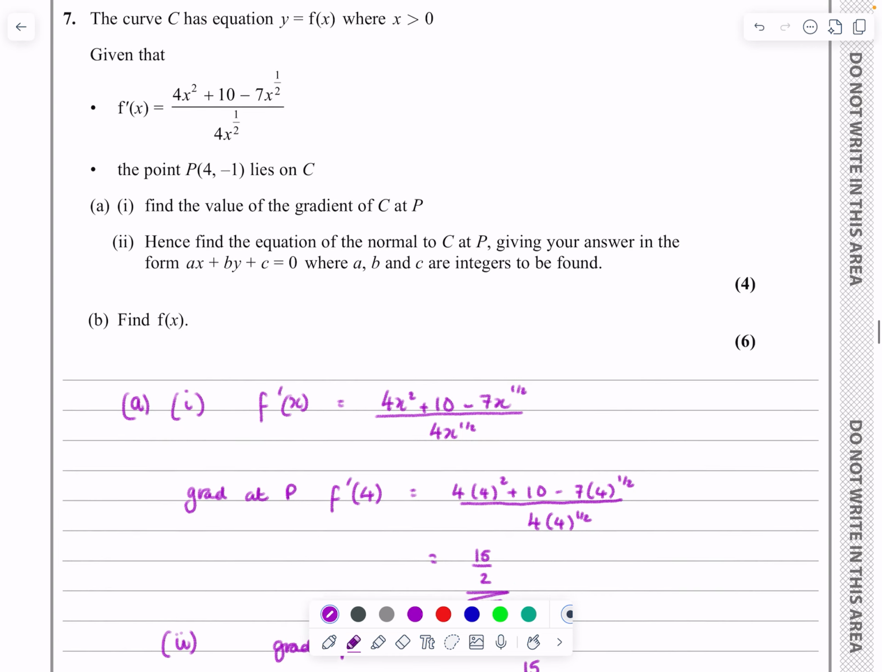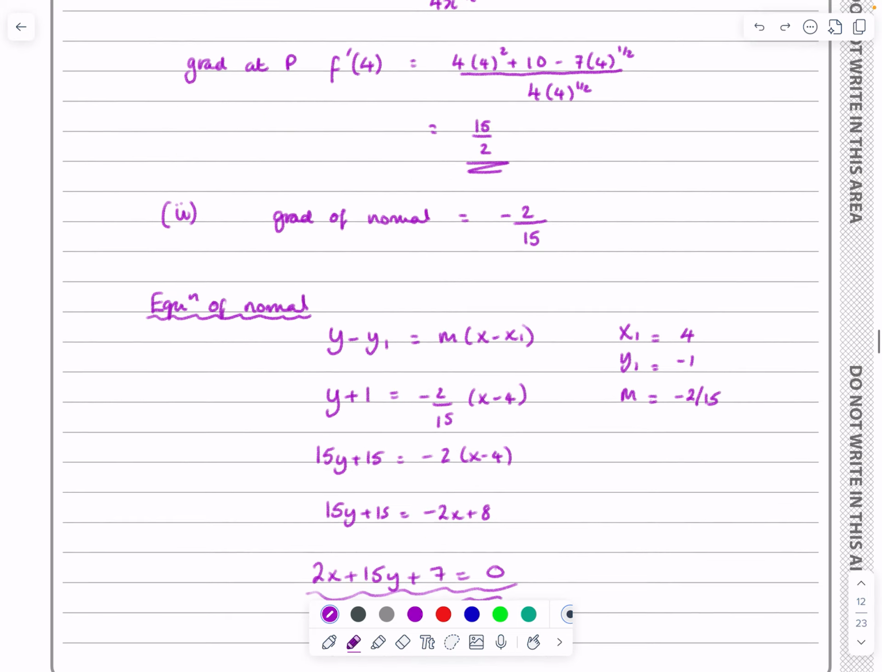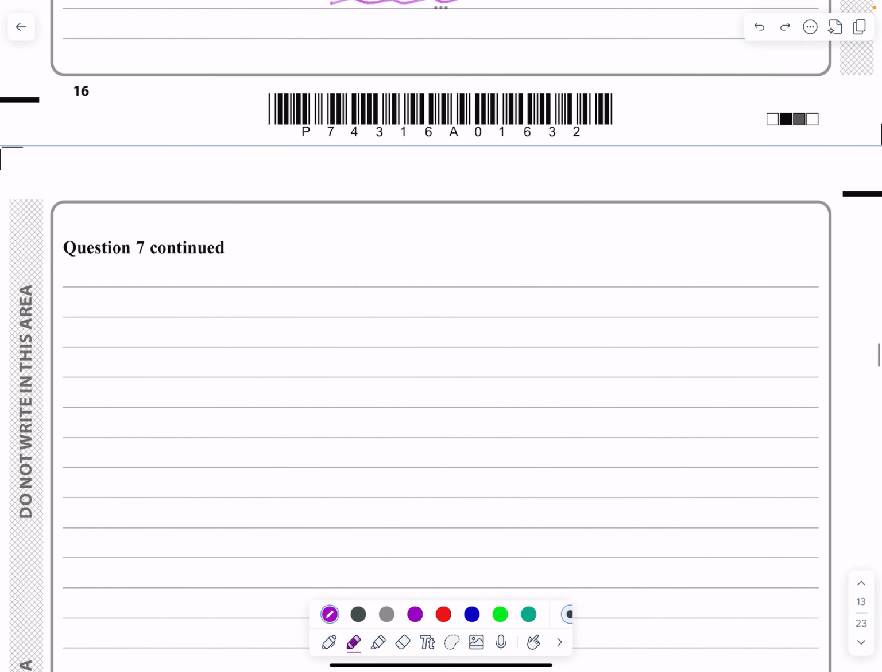B then is finding the integral of f'(x). So we're going to be integrating this function here, and remember we know x is 4 and y is minus 1, so I'll be able to get rid of my constant once I've done that, but let's take a bit of time over this because it's quite a complicated function that we've got.